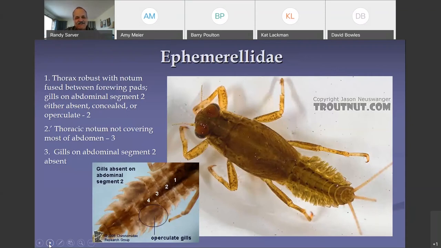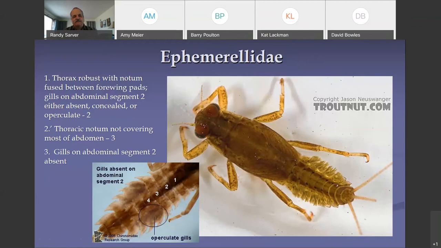But if you look at this Ephemeridae and you look at its wing pads, you'll notice that they are not split very much of the way. The notum comes back, and this is a well-developed, pretty mature nymph. And the tips of those wing pads only stick out a little bit. They're fused in a lot longitudinally along the wing pads. So that's what it means by Panota or fused backs.